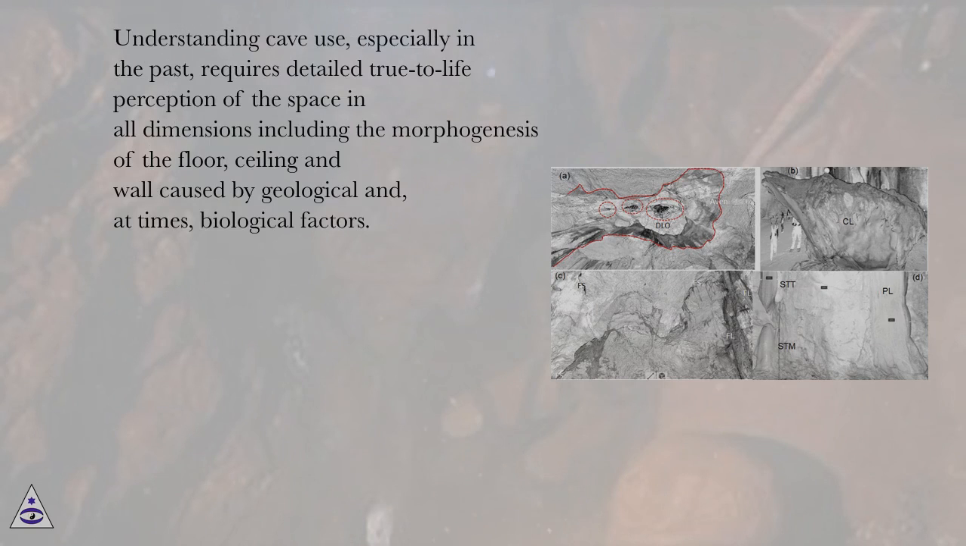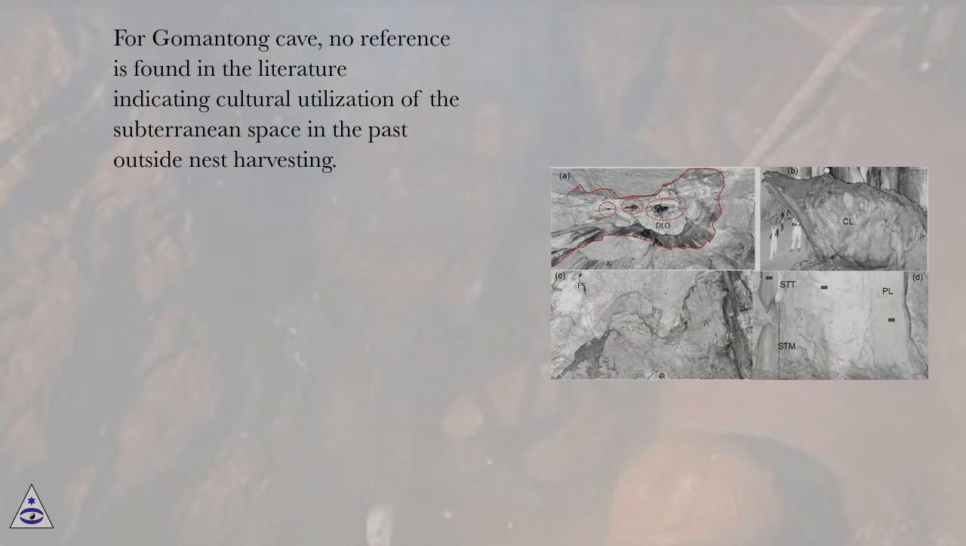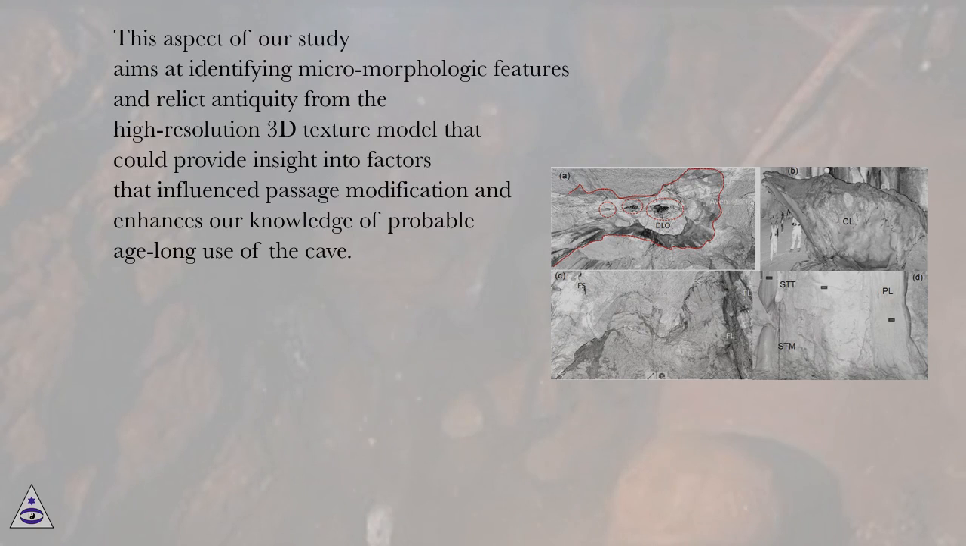Understanding cave use, especially in the past, requires detailed true-to-life perception of the space in all dimensions, including the morphogenesis of the floor, ceiling and wall caused by geological and, at times, biological factors. For Gomantong Cave, no reference is found in the literature indicating cultural utilization of the subterranean space in the past outside nest harvesting. This aspect of our study aims at identifying micro-morphologic features and relict antiquity from the high-resolution 3D texture model that could provide insight into factors that influence passage modification and enhance our knowledge of probable age-long use of the cave.